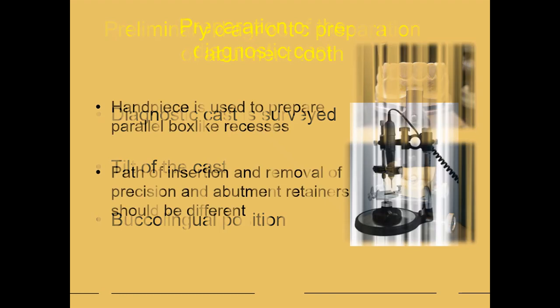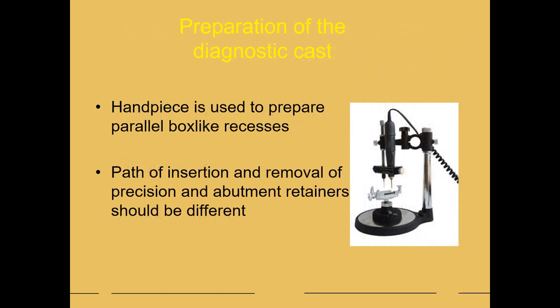The preparation of the diagnostic cast. Once the proper tilt of the cast is determined, we have to prepare the diagnostic cast using a handpiece that is attached to the vertical spindle of the surveyor. Now parallel box-like recesses are prepared on the abutment teeth using pencil marks as a guide. One more thing to note is that the path of insertion and removal of the precision attachment should not be the same as that of the abutment retainers. This reduces the risk of an abutment retainer getting dislodged from the abutment after final cementation.